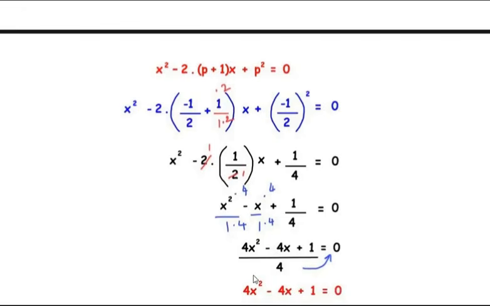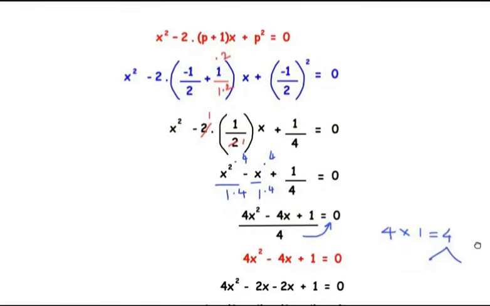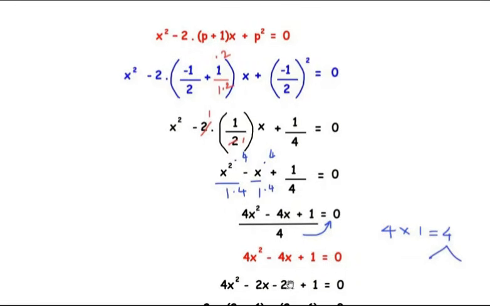Now we have to factorize this equation, that is we are going to multiply the coefficient of x square which is 4 with the constant which is 1 giving us 4. So here we need to find out two factors of 4 in such a way that when you multiply them you should get 4 and when you add them or subtract them you should get negative 4. So here the two factors which satisfy this condition are minus 2 and minus 2, because minus 2 times minus 2 gives us plus 4 and minus 2 added with minus 2 gives us minus 4.